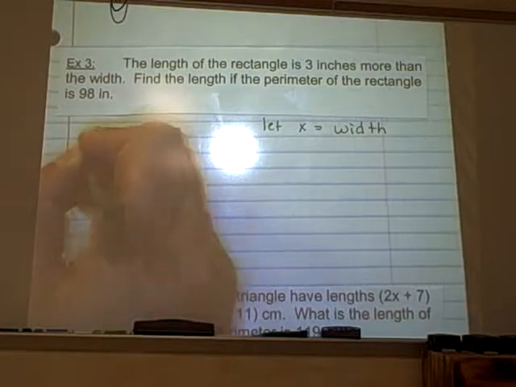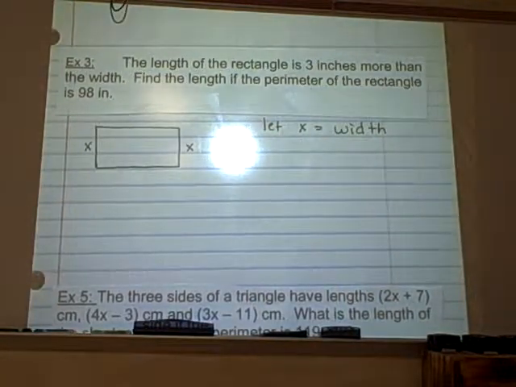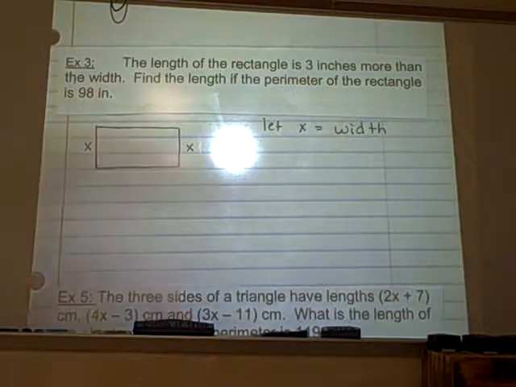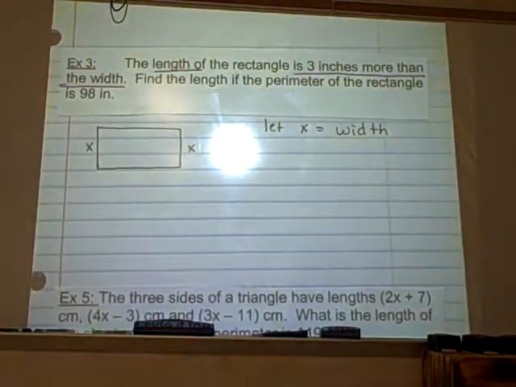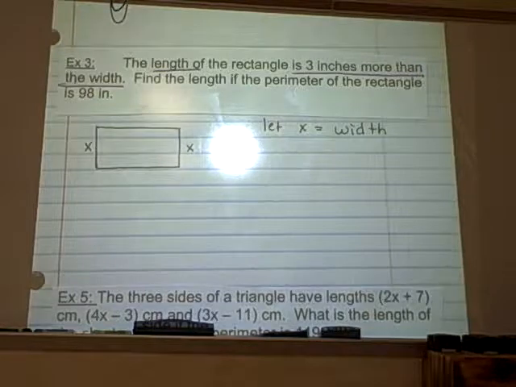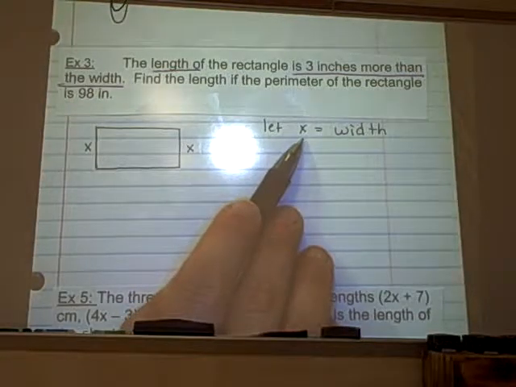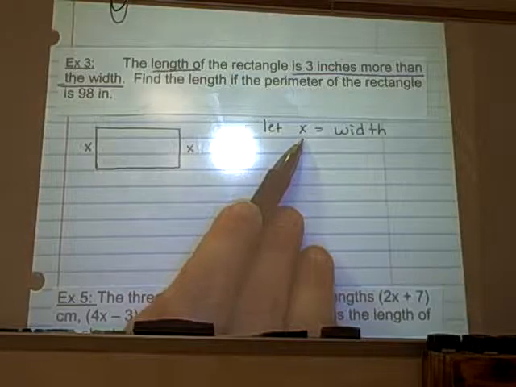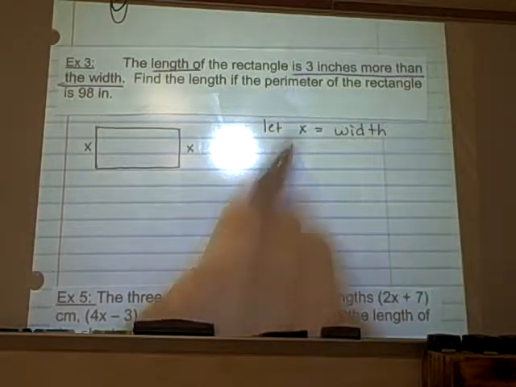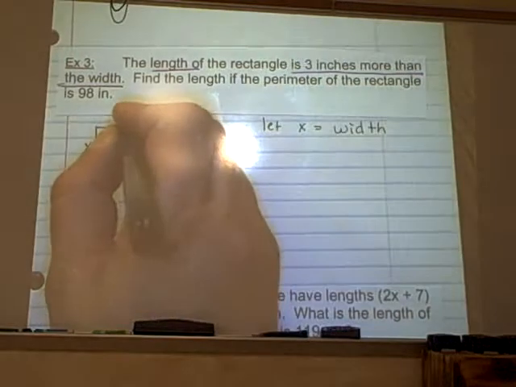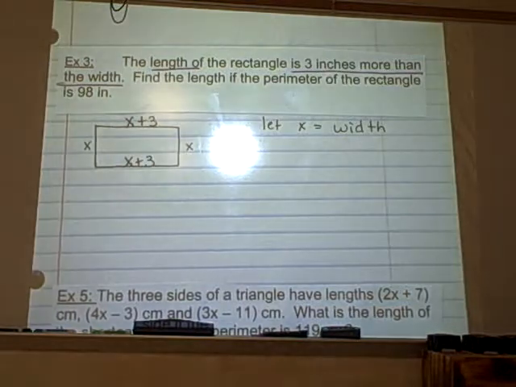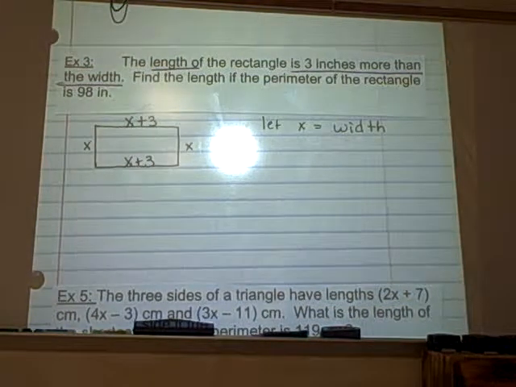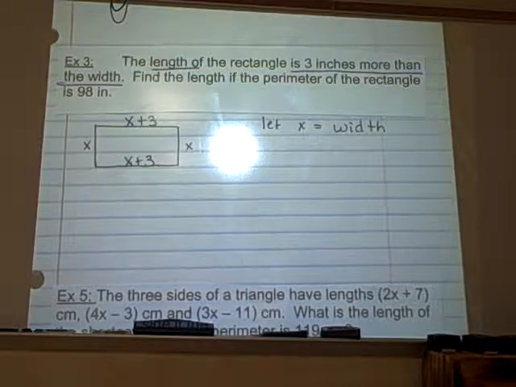Which means over here I can label, because I know those 2 are the width, right? What's it tell me right here about the length? It says it is 3 inches more than the width. What would that look like? It's not 4, because we don't know what x is yet. But it's going to be 3 plus whatever this is. So x plus 3 and x plus 3 are the lengths. You can label both of those because you know they match because it's a rectangle. If they didn't match, it wouldn't be a rectangle.